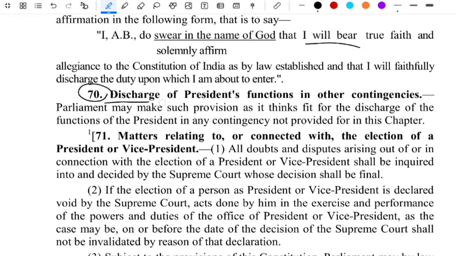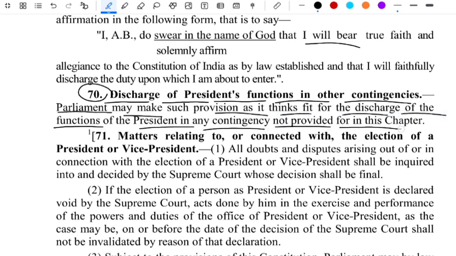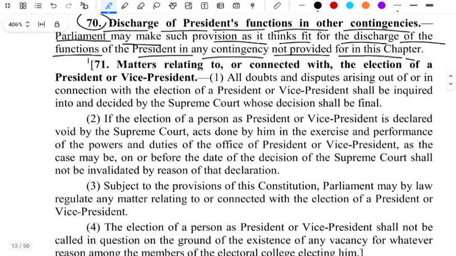Article 70 says the discharge of the president's functions in other contingencies. The Parliament may make such provisions as it thinks fit for the discharge of the functions of the president in any contingency not provided for in this chapter. Okay, Parliament has this power to give it to the President. Okay, so Article 71 says matters related to and connected with the election of the President and Vice President.